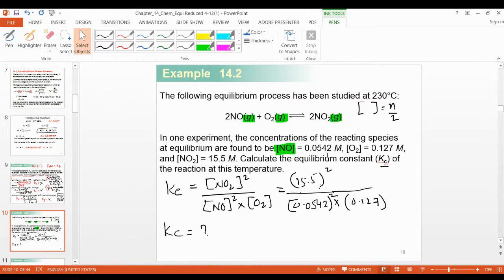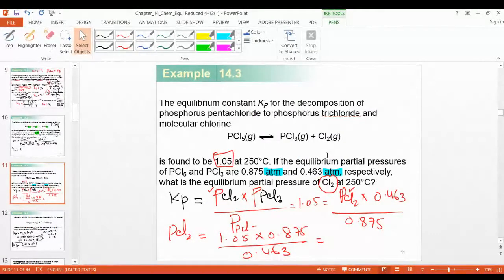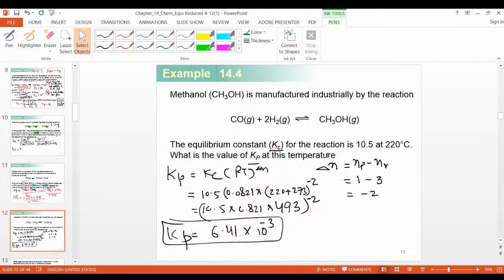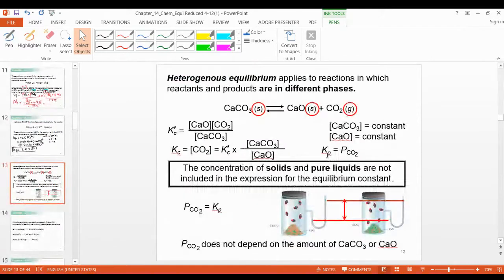Whenever a bracket is given in the question, bracket means concentration in moles per liter, which means you have to determine Kc. If the concentration is given in atmospheres, it means you have to determine Kp. This is the Kc example, and this other example is given in atmospheres, so this is a Kp calculation. For heterogeneous, as I told you, solids or liquids will not be included in the expression.